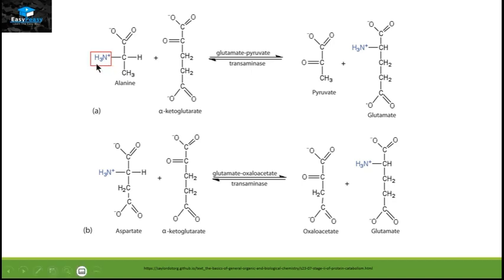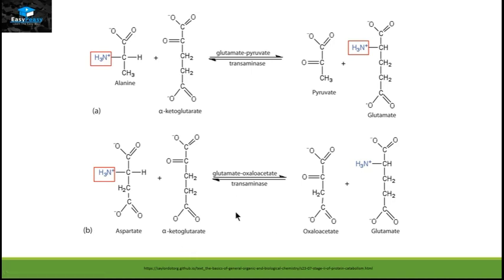So you can see in the next reaction that alanine transfers its amino group to alpha ketoglutarate, which is acted upon by glutamate pyruvate transaminase to form pyruvate and glutamate. So you can see that your alpha ketoglutarate has been converted to glutamate. Another one is aspartate plus alpha ketoglutarate. Once it collects the amino group, it forms glutamate and oxaloacetate.